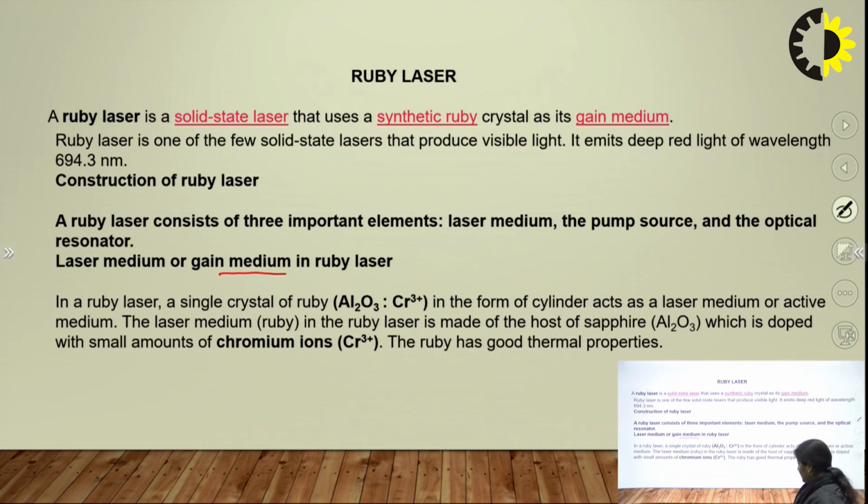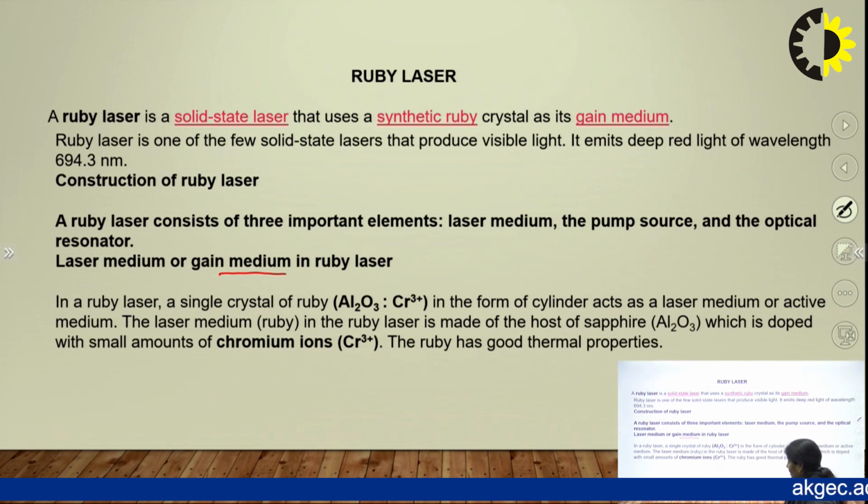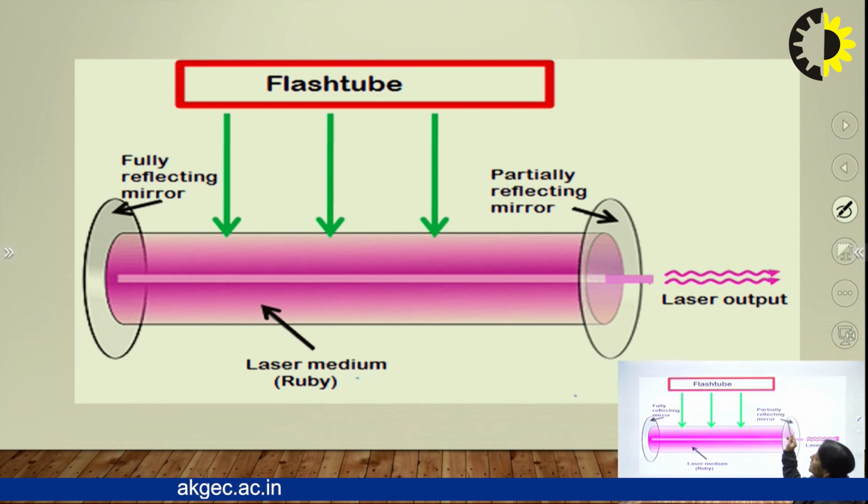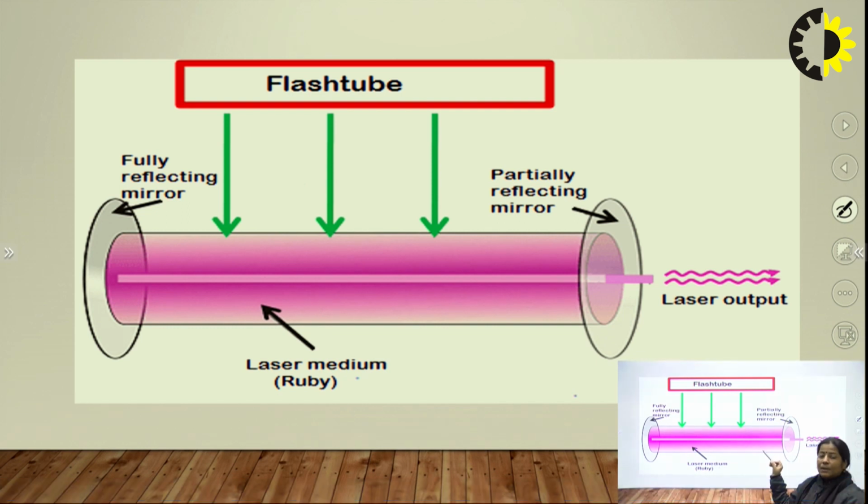Now we will look at what happens when the aluminium oxide and the chromium ions are present here. The chromium ions replace the aluminium in this oxide in the ruby rod. So this is the construction part. This is the pink colored ruby rod, and the pink color is because of the chromium ions. In this ruby rod itself, we have a mixture of aluminium oxide and chromium ions.